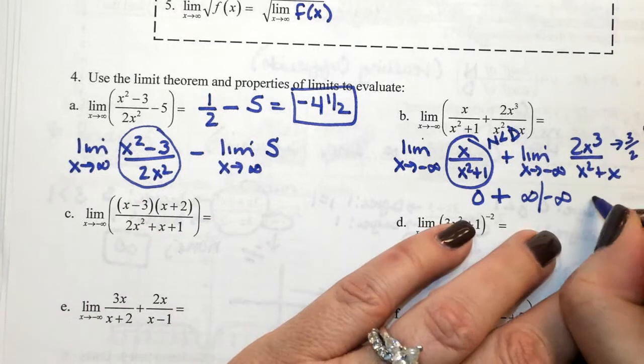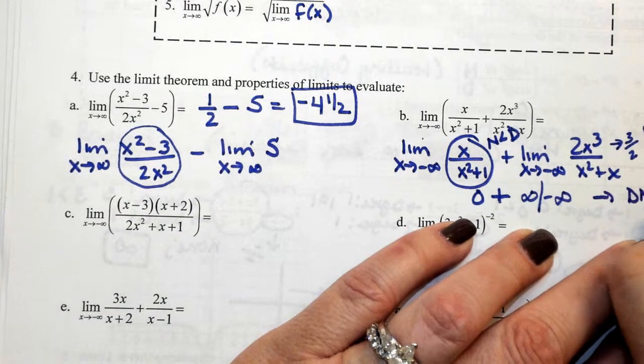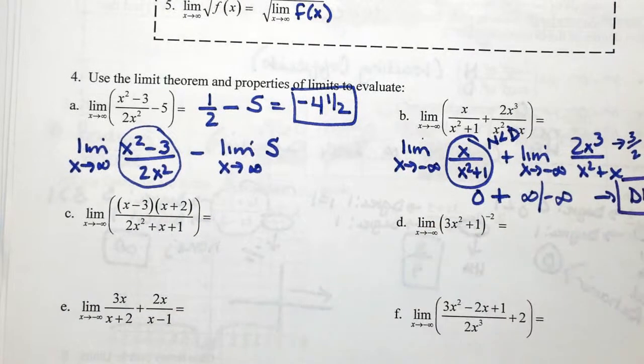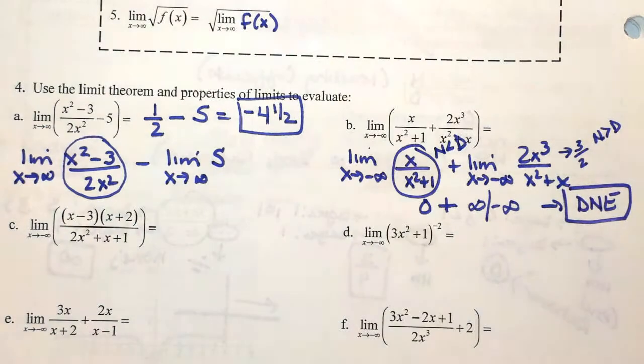So this is going to be a DNE. You don't say infinity or negative infinity plus 0. It's a DNE. It doesn't matter if it's positive infinity or negative infinity. That's not a number, so even though the other part is 0, you can't add it to 0.